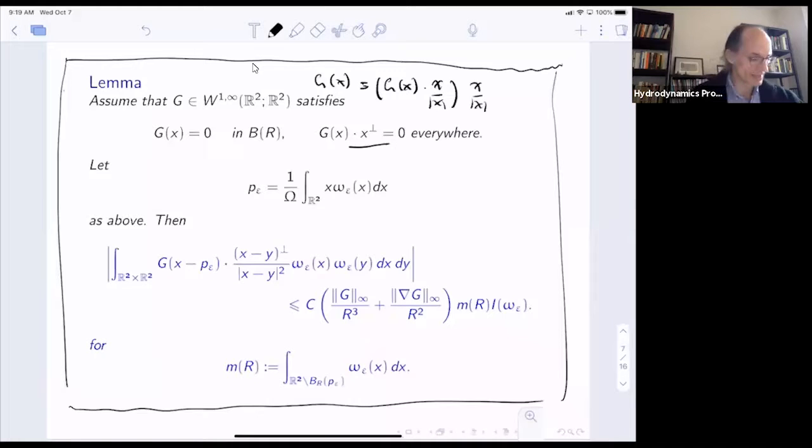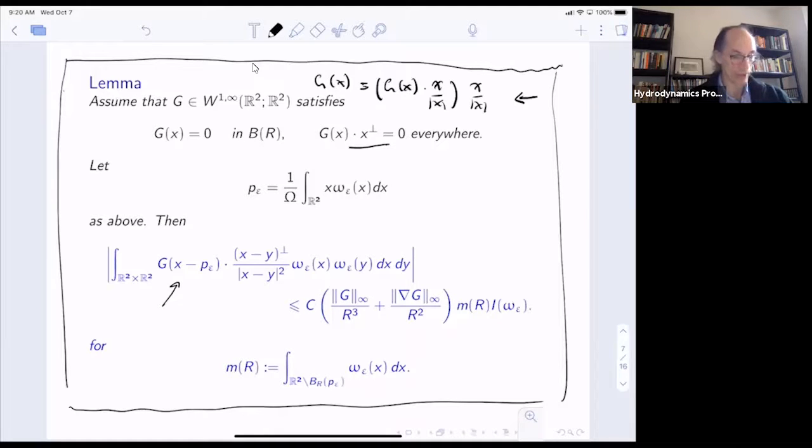And the point is that, because of this assumption about G, this is some sort of outward radial velocity. So this x minus y perp times omega of y dy, that integral, is the velocity generated by the vorticity field, by the vorticity omega, up to the constant. And so there's some sort of weighting of the radial outward velocity. That's what we're estimating here.